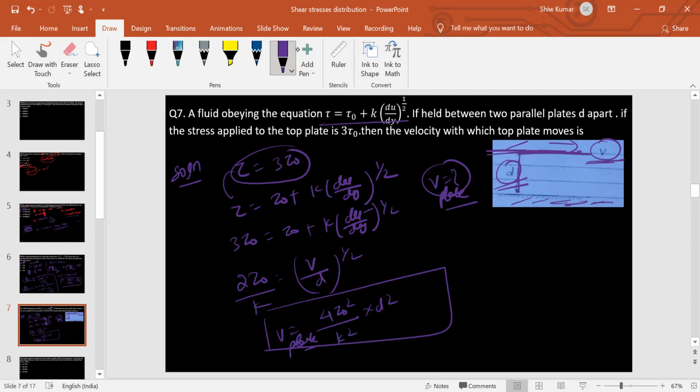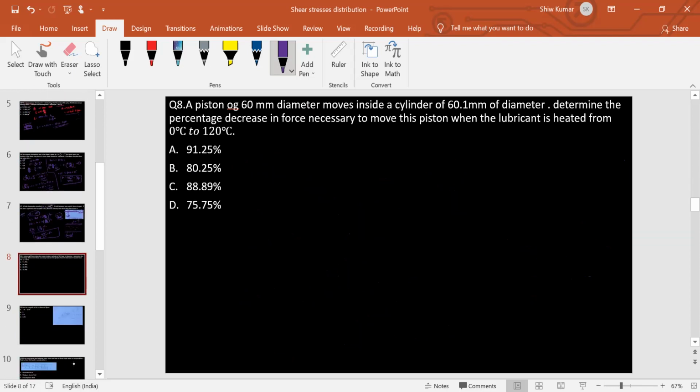Very simple. You need to use that equation and you can find it directly. And remember that one plate must be fixed and the other plate must be moving. And this type of flow is called Couette flow. This type of flow is called Couette flow. Remember that, because they have asked questions based on Couette flow also. One plate should be fixed and the other plate should be moving, and those two plates must be parallel.